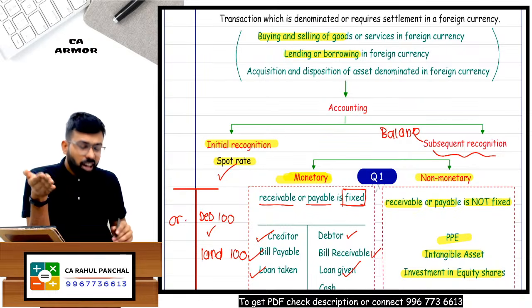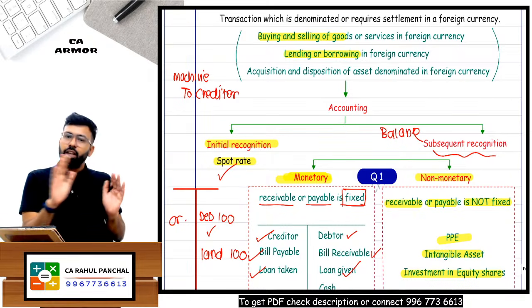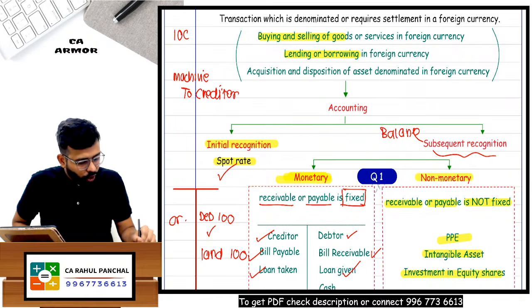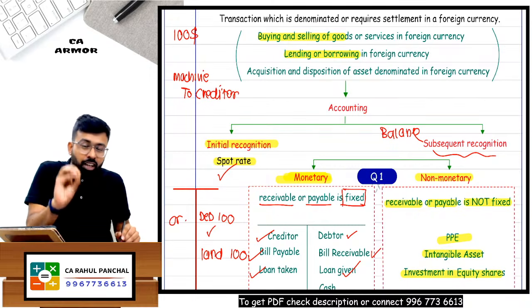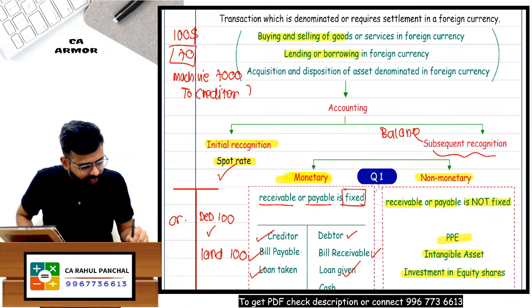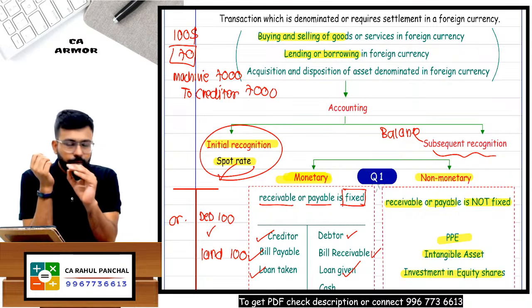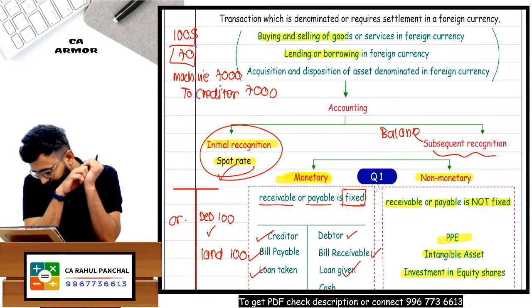When you purchase an asset, what is the entry? Sir, machine account debit to creditor account. You purchase the machinery on credit, let us say $100, and the rate which was going on was 70 rupees. So you recorded at 7,000 on the very first day. That was the spot rate that you used. Machine to creditor 7,000.